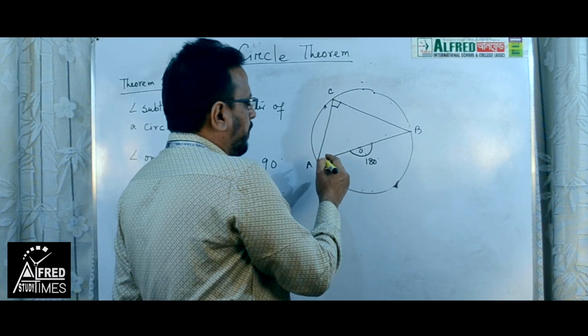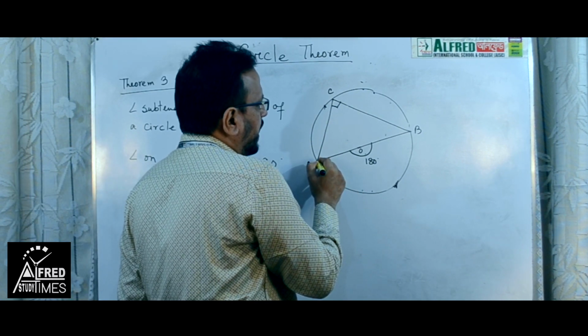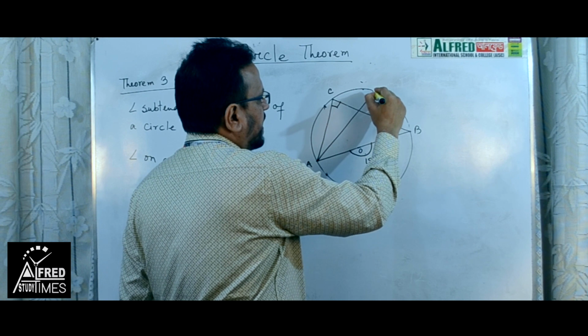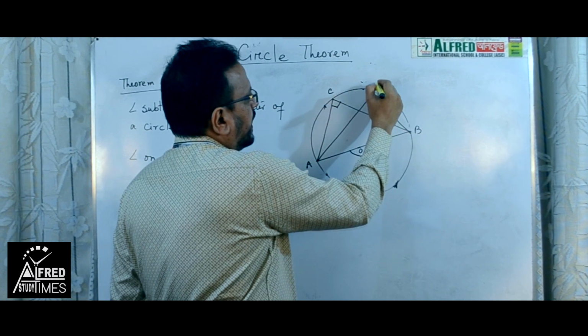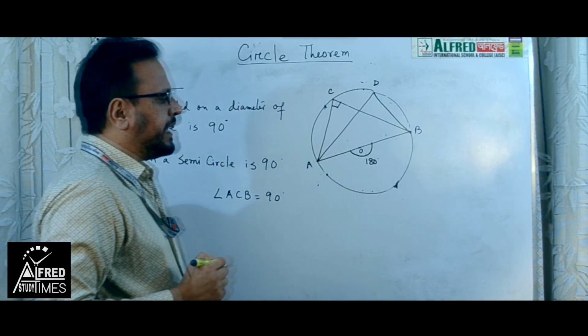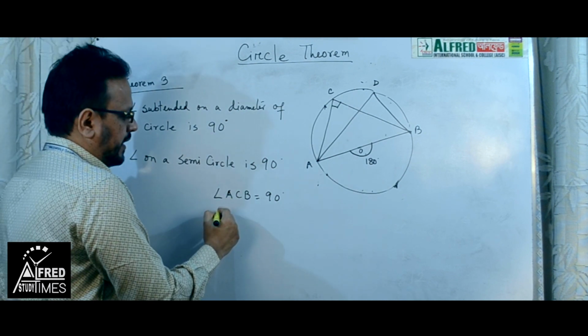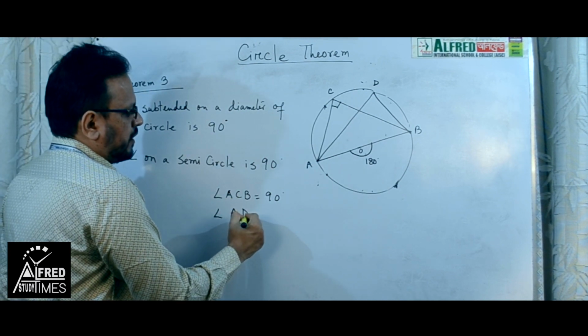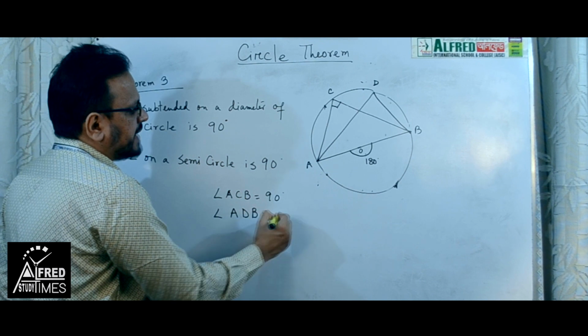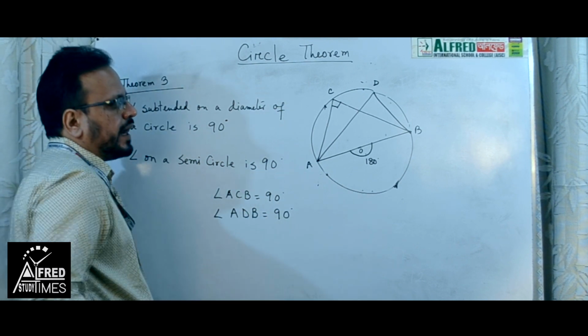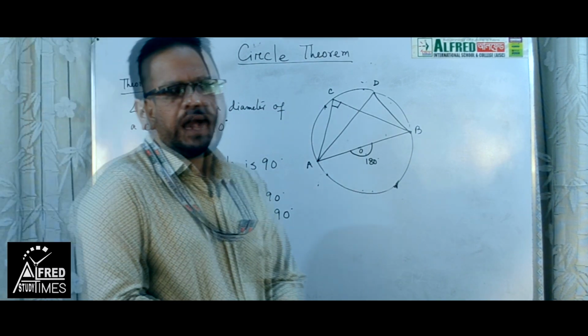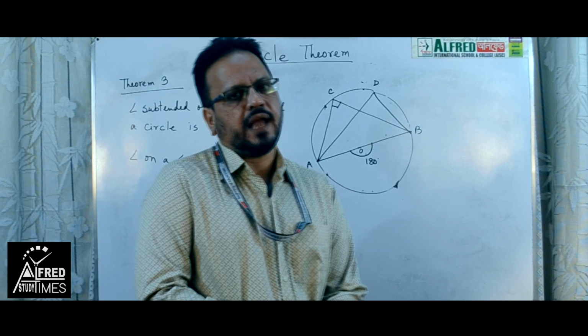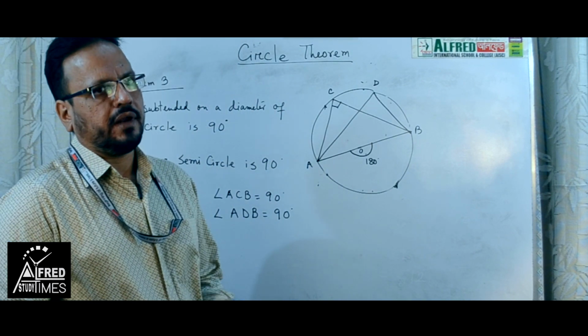If I draw more angles, starting from here, touching the circumference and coming back, angle ADB is also 90 degrees. So the reason is that an angle on a diameter, or an angle in a semicircle, is 90 degrees. Theorem number 3.